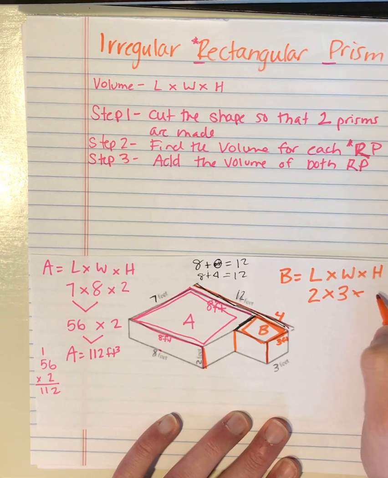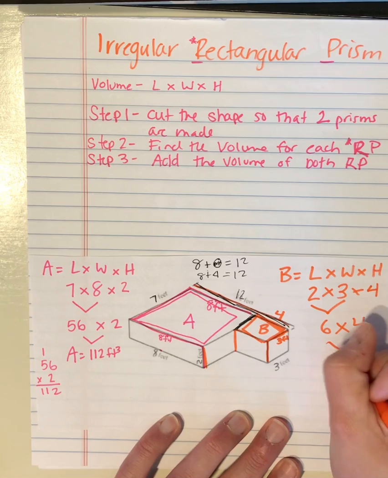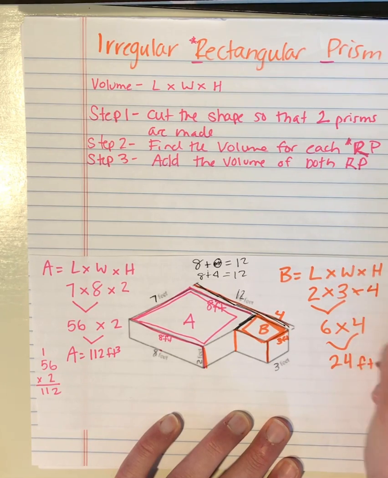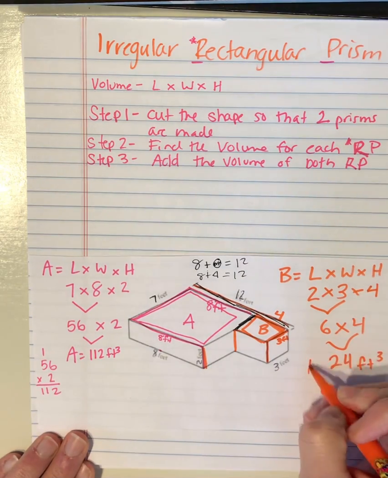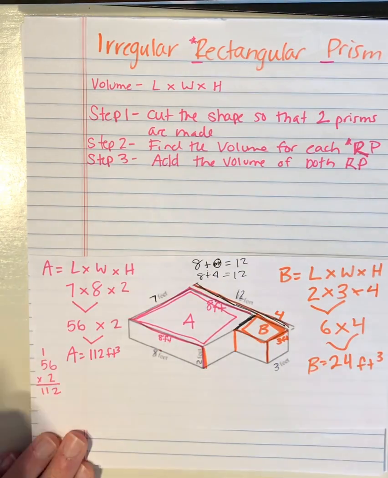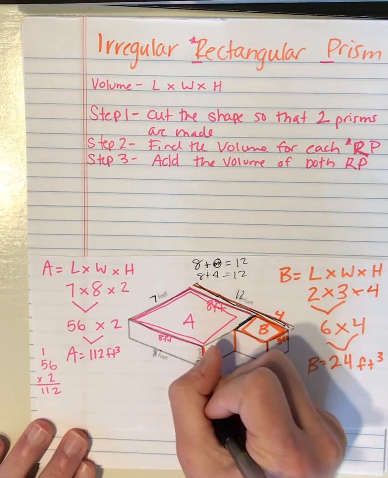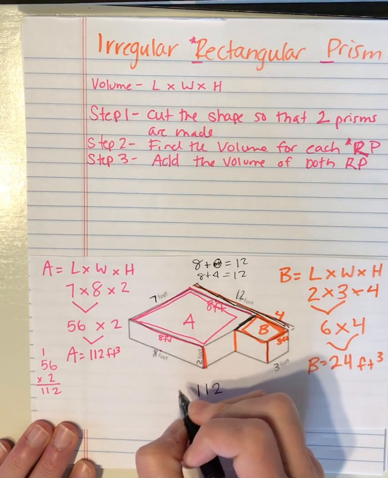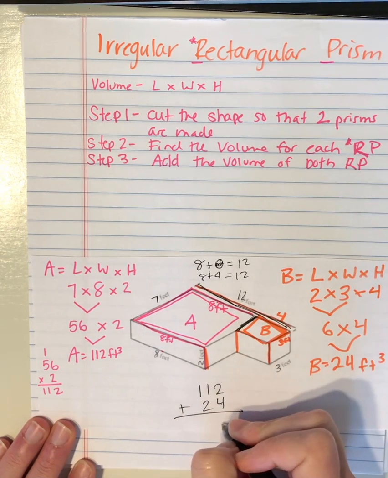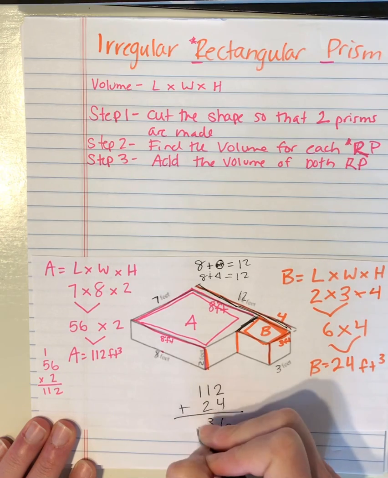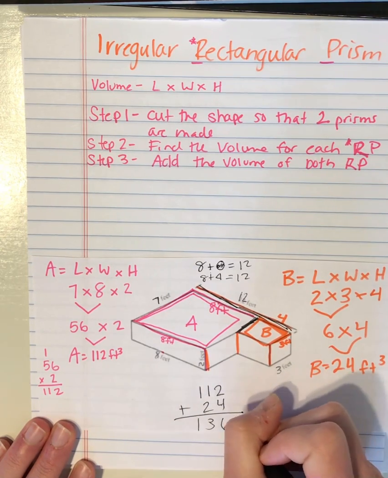So I can go back to my formula and plug it in. 2 times 3 times 4. 2 times 3 is 6. 6 times 4 is 24. So I found the volume for A. I found the volume for B. I look up here, step 3 is to add the volume of both. So I have 112 plus 24 equals 4 plus 2 is 6, 2 plus 1 is 3, 1 plus 0 is 1. 136 cubic feet.